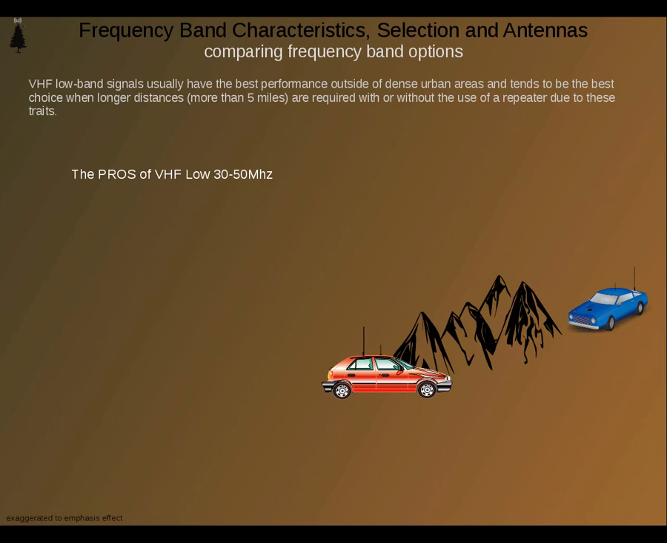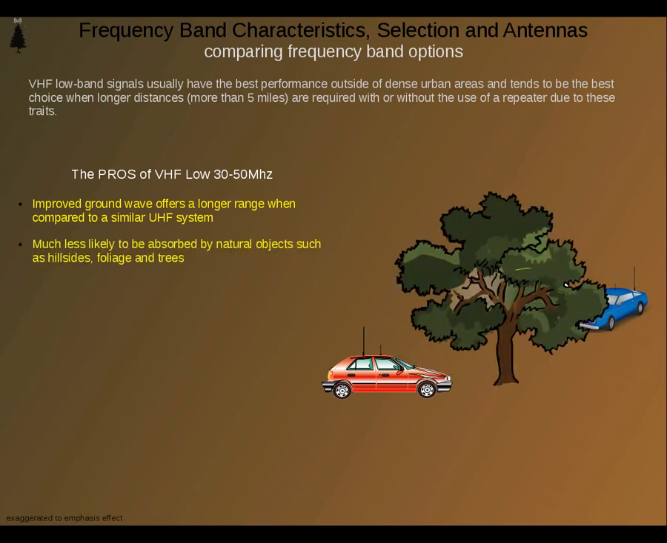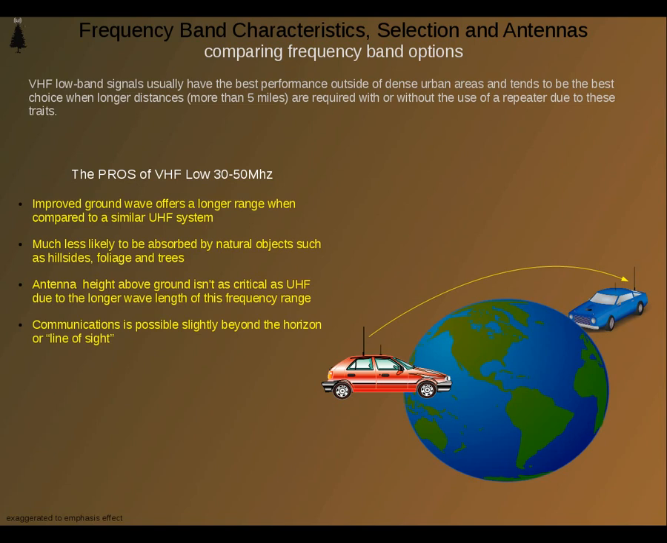VHF low-band signals have the best performance outside dense urban areas and tend to be the best choice when longer distances are required with or without the use of a repeater due to these traits. Improved ground wave offers longer range when compared to a similar UHF system. Much less likely to be absorbed by natural obstacles such as hillsides, foliage, and trees. Antenna height above ground isn't as critical as UHF due to the longer wavelengths of this frequency range. Communications is possible slightly beyond the horizon or line of sight.